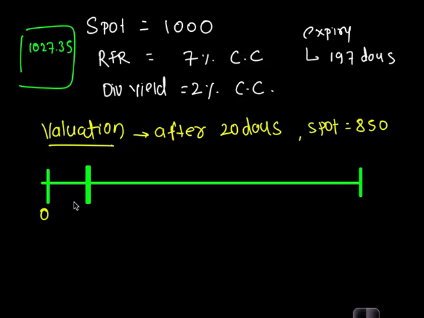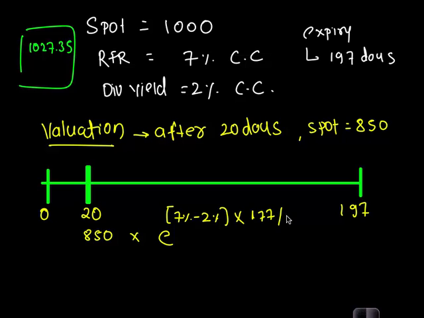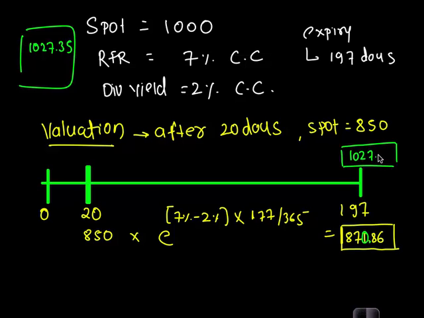So this is day 0, this is day 20, and this is day 197. Right now your price is 850. Now with this 850 we will find out a new no arbitrage forward price, which would be 850 into e raised to 7% minus 2% into 177 divided by 365. So that's the no arbitrage forward price. How much is the new price? 870.86. And how much was the price previously? 1027.35.